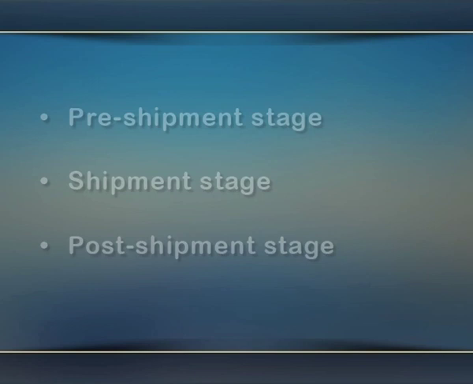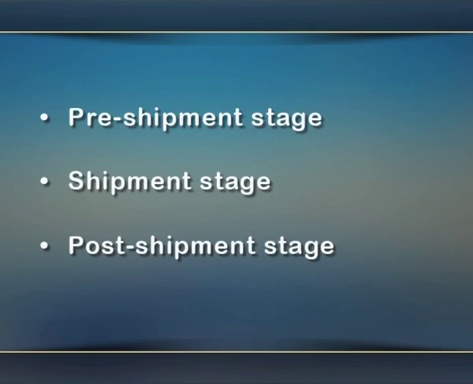Export procedure consists of several commercial and regulatory formalities which an exporter is required to complete during the course of export trade transactions. The involvement of two or more nations makes things more complex. These formalities are complex and time-consuming and involve considerable documentation. We will study export procedure under three heads: pre-shipment stage, shipment stage, post-shipment stage.